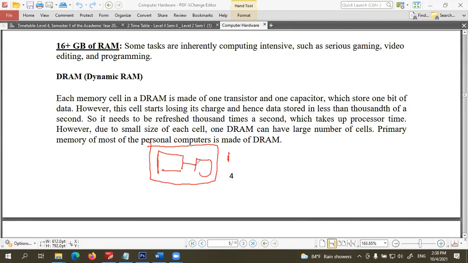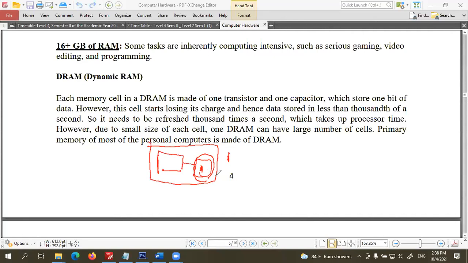Because these capacitors are used, they can store a voltage, a charge, for only a temporary time period. So when we store a charge in this capacitor, it will lose the charge. Hence, data are stored for less than a thousandth of a second. Therefore, the data in this capacitor will be stored for less than 1,000th of a second.